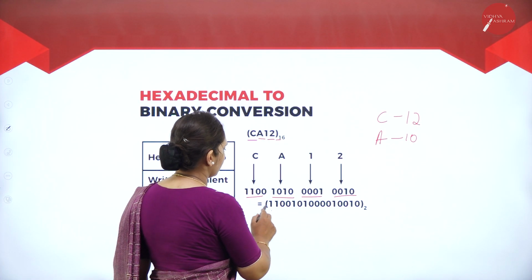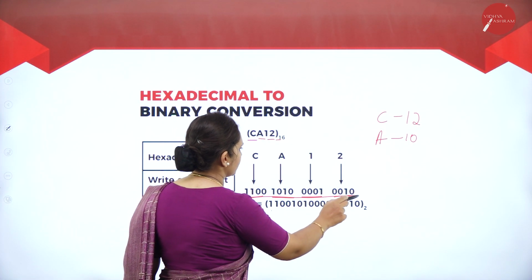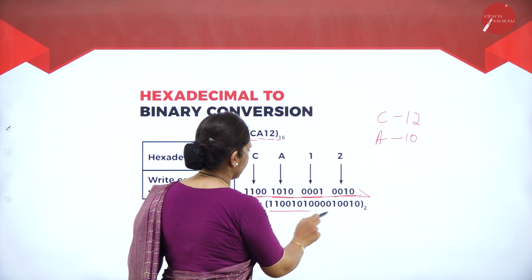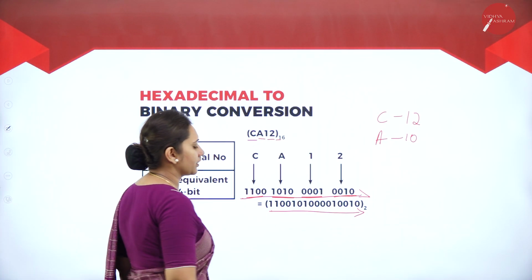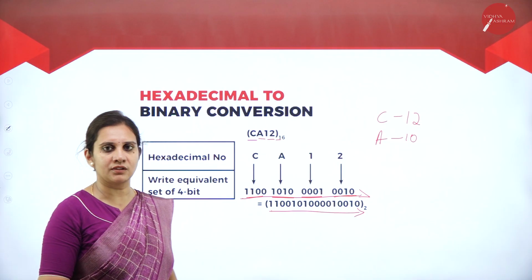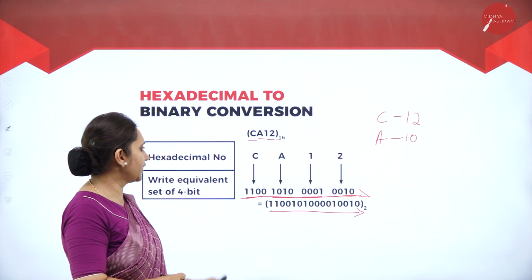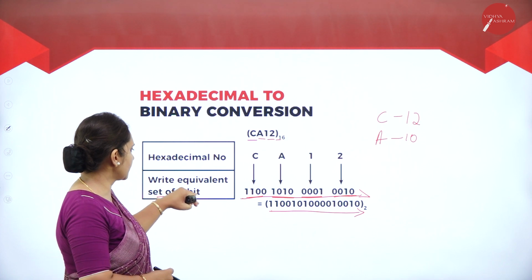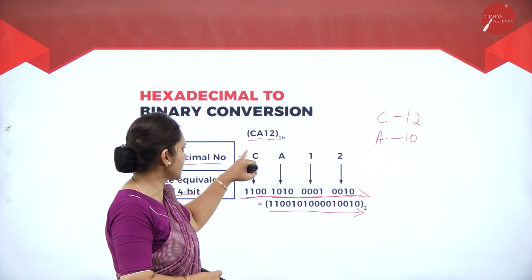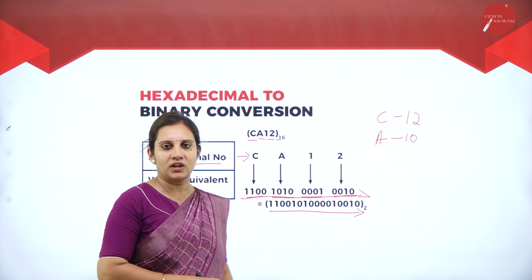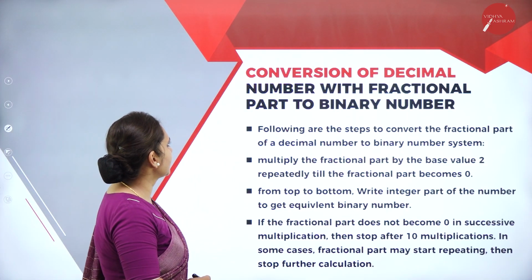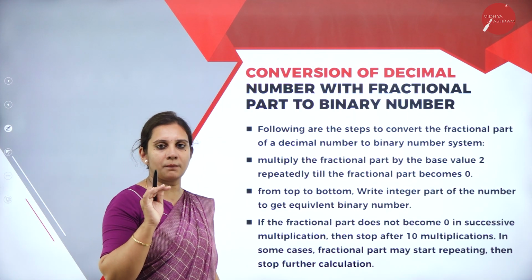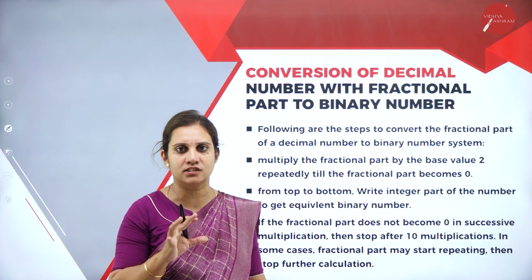So, from here, from left to right, you will be taking the numbers. Together, you will write to get the binary equivalent form, which is a very quite simple method. This is a equivalent set of 4-bit, and this is the hexadecimal number we are following. Next, let us understand the fractional part conversion, how it takes place.